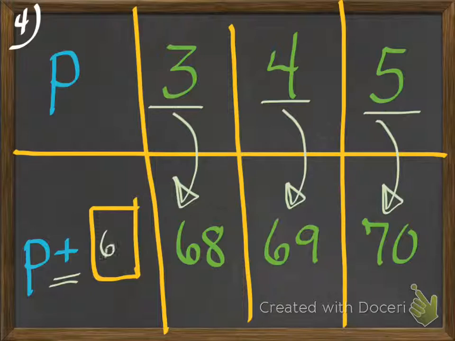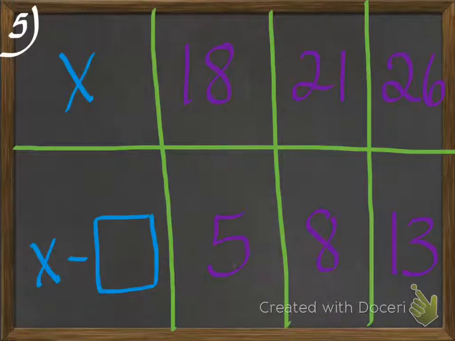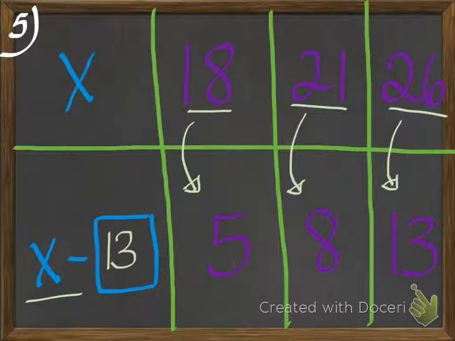Okay, you should have said that it's P plus 65, because 3 plus 65 equals 68. 4 plus 65 equals 69, and so on. Number 5, x equals 18, then 21, then 26. I can see in our expression we have x minus, so we know we're subtracting. 18 will change to 5, the 21 will change to 8, and then 26 changes to 13. So what goes in the empty box? If you said 13, you are correct.